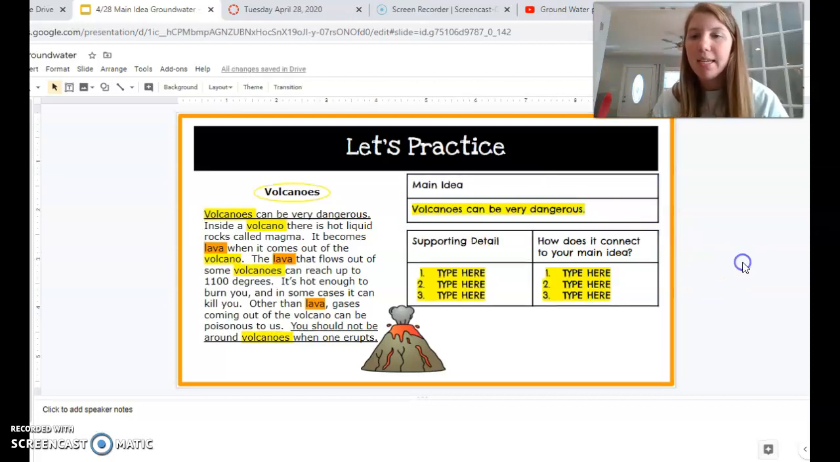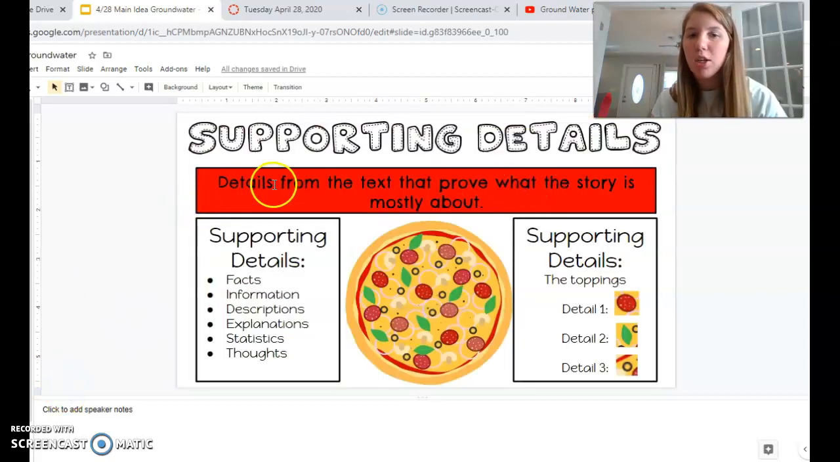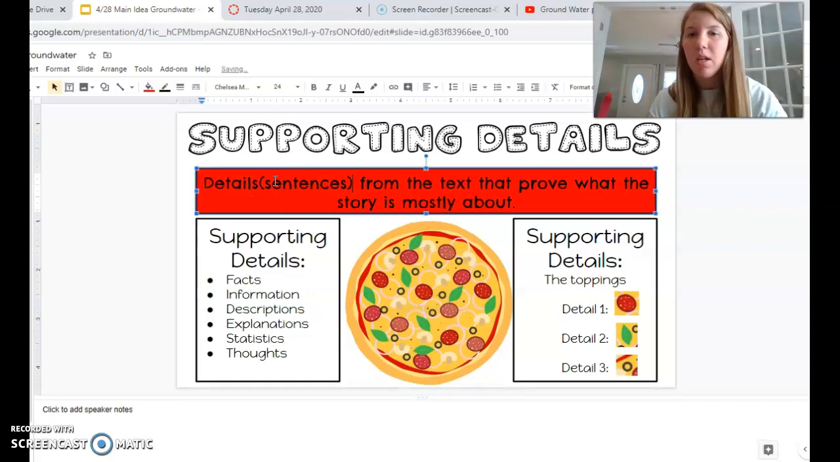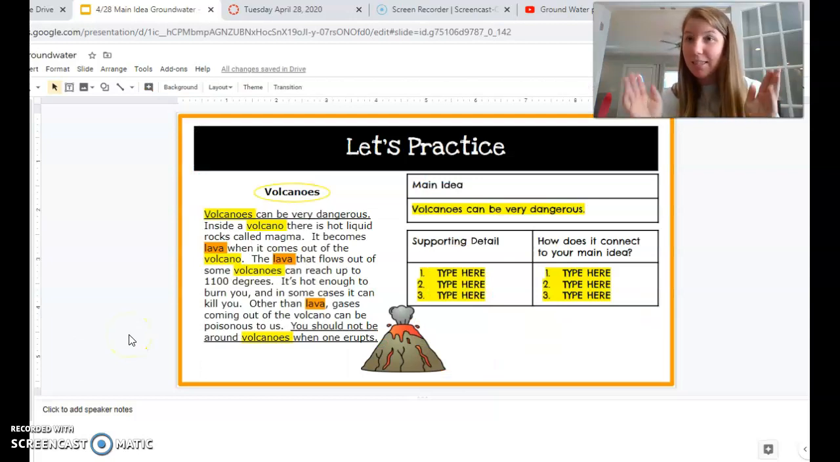All right. Now this next part, we're going to go over what a supporting detail is and how it connects to our main idea. Supporting details are details from the text or sentences from the text that prove what the story is mostly about. So that main idea, they kind of have to fit together, okay? So our supporting details can be facts, information, descriptions, explanations, statistics, and thoughts that the author has. So let's go back and find some sentences that support that volcanoes are dangerous.